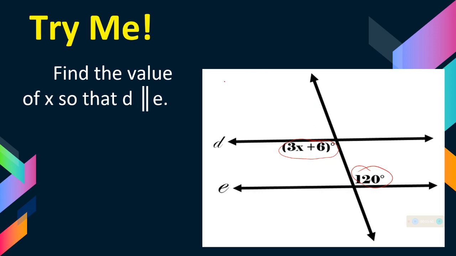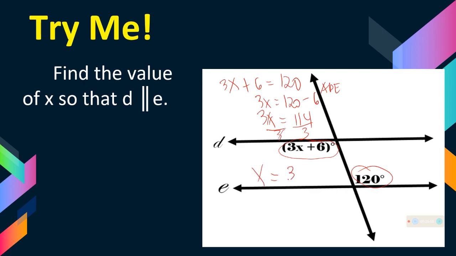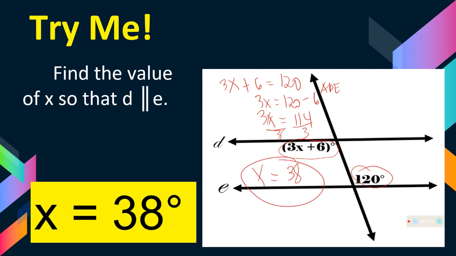So to solve this, you have 3x plus 6 equals 120. Then 3x equals 120 minus 6, using the addition property of equality. Do not forget that. Then we have 3x equals 114. Divide both sides of the equation by 3. So the value of x is 38, or 38 degrees. Any question?